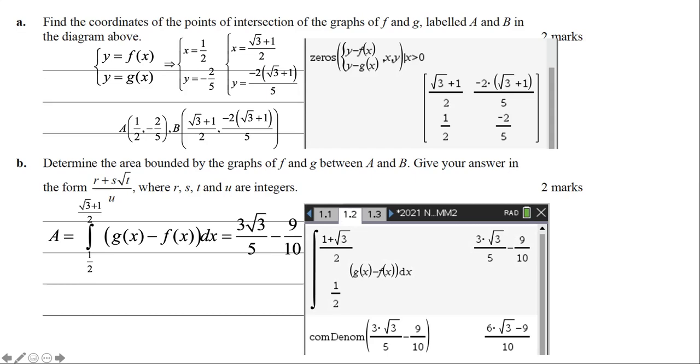So you have to combine these two terms as one single fraction. And then your final answer should be written as minus 9 plus 6 root 3 over 10 to address the requirement of the form given in the question, okay? This is addressing all possible details when you are answering exam 2 for math methods.